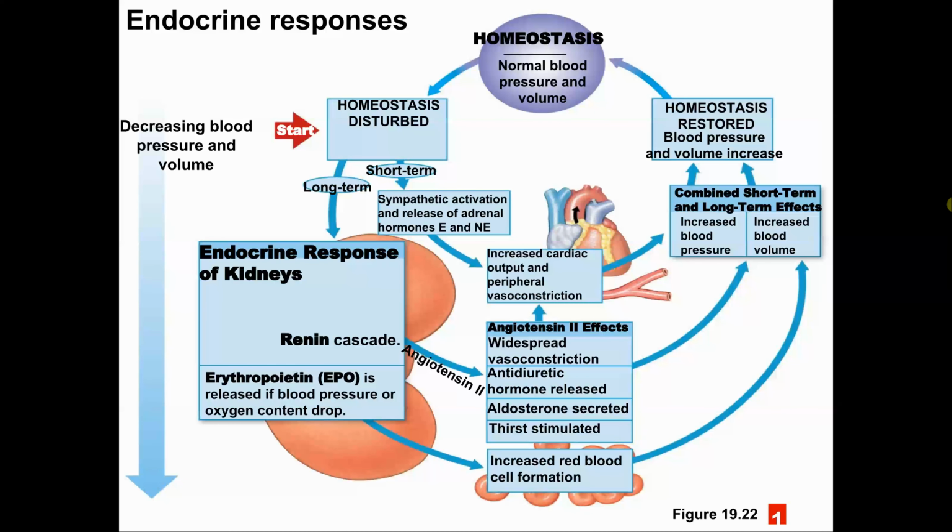So we know that pathway, we talked about that pathway before. The renin cascade is the actions of angiotensin II are going to cause more vasoconstriction, but then also cause antidiuretic hormone to be released. What does that do?